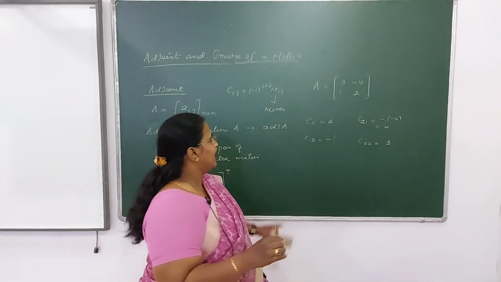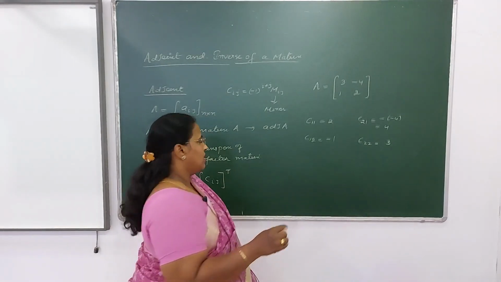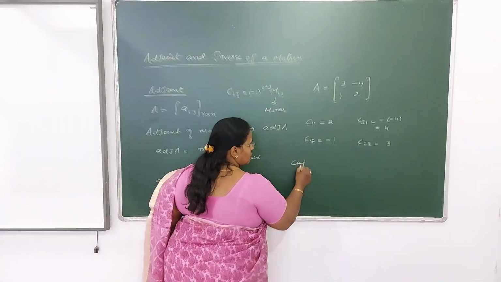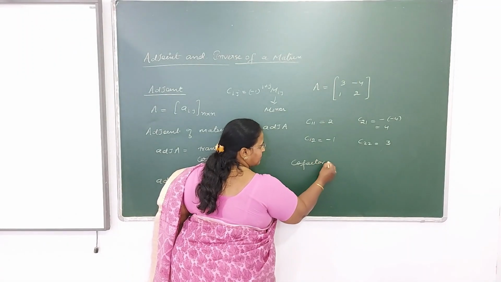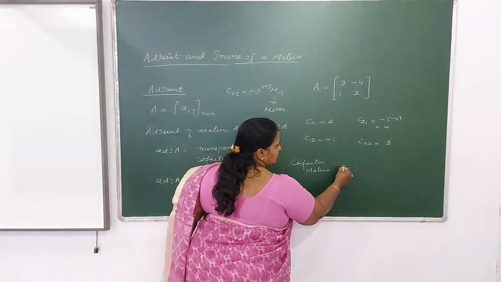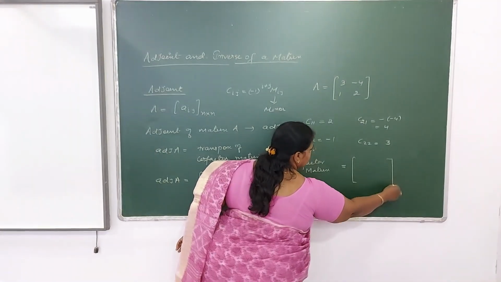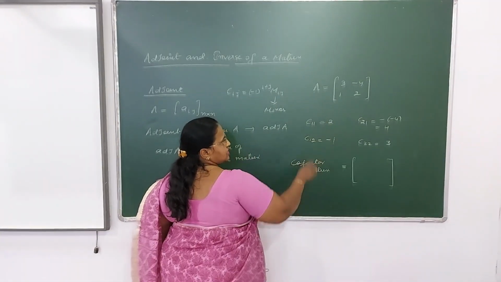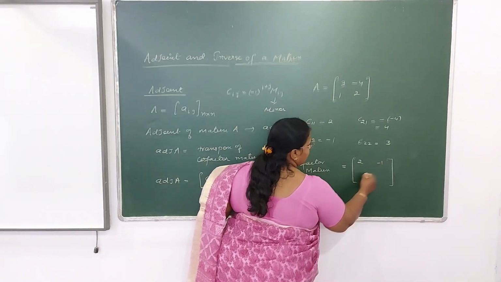So this way we'll be getting the cofactors. Now what about the cofactor matrix? The cofactor matrix will be equal to the matrix with the first row and the second row: 2, -1, 4, 3.